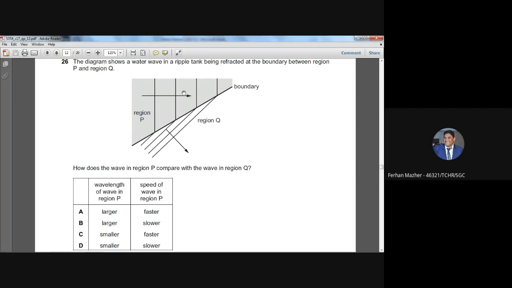The question: how does the wave in region P compare with the wave in region Q? The wavelength in P is larger and the speed of the wave in region P is also faster. So A is the choice. Question number 26, A is the choice.